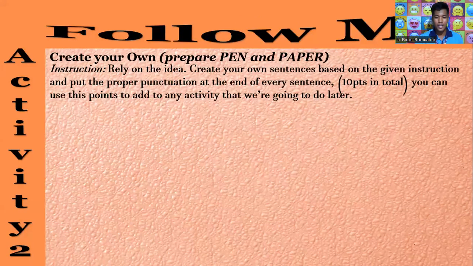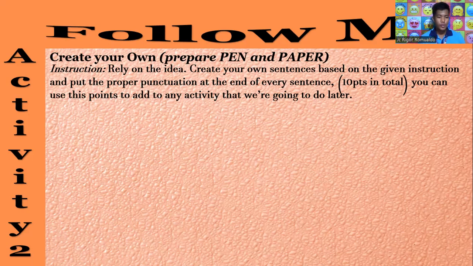This activity is entitled Follow Me. Let me read the instruction. This is a create-your-own activity. May I request you to prepare pen and paper? Do you have pen and paper now? Very good. So let me read the instruction. Rely on the idea. You're going to create your own sentences based on the given instruction and put the proper punctuation at the end of every sentence. This is equivalent to 10 points in total.